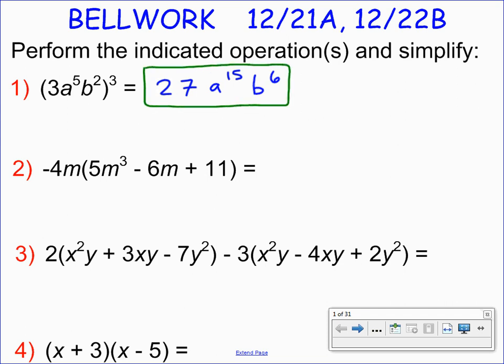Now let's go ahead and take a monomial factor, right? A monomial factor is a special word for just saying a single term.